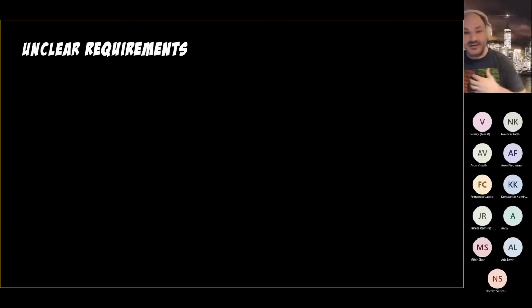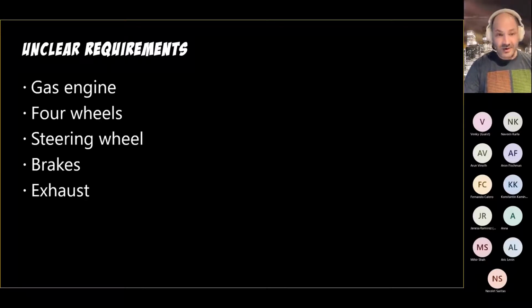They tend to talk about requirements. And so here's an example of something that we want to build in the real world. That's not a website, it's actually a real world object. But here's requirements, right? So I want a gas engine, I want 4 wheels, I want a steering wheel, I want brakes, and I want exhaust.